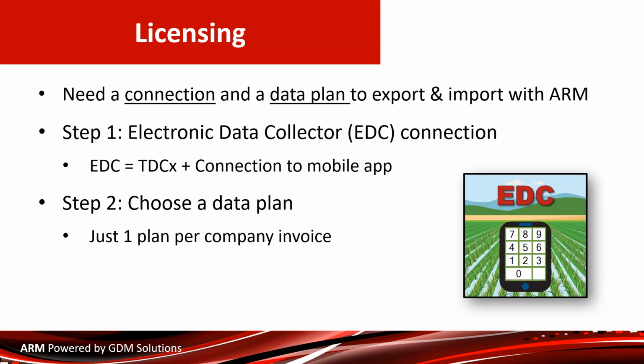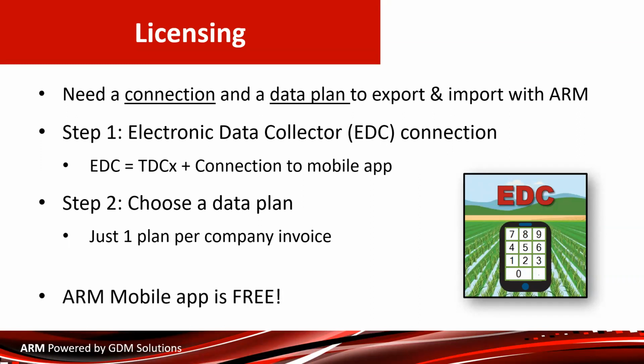The second step is to purchase a data plan. The data points that are exported from ARM Mobile are counted anonymously. So GDM doesn't see any of the data, it's simply counting how many data points get brought in through that connection. That is tallied and billed per company invoice. So you only need one data plan per group.